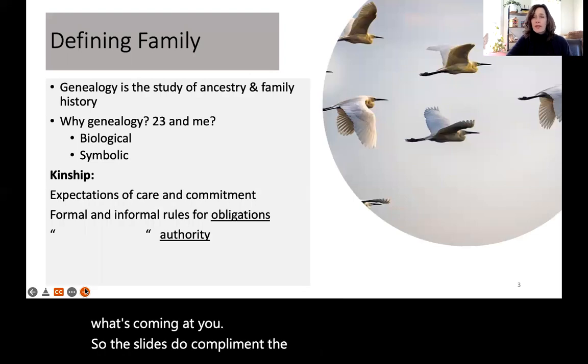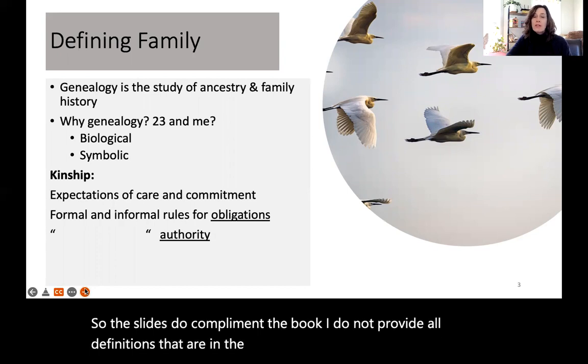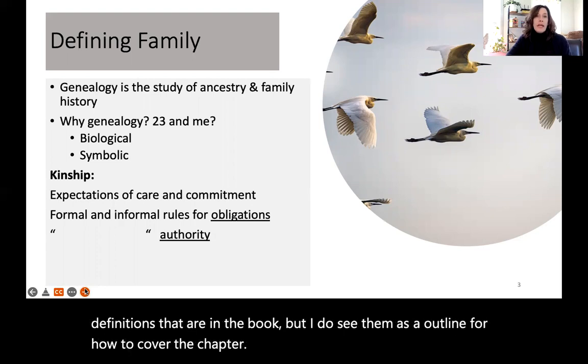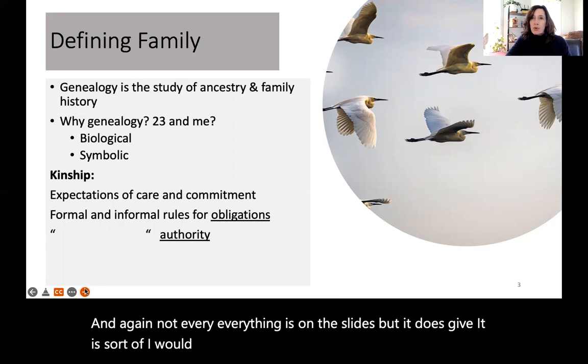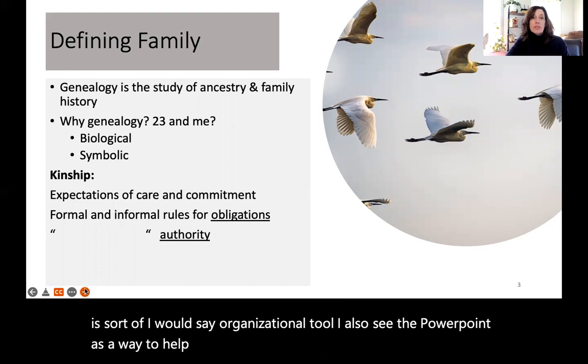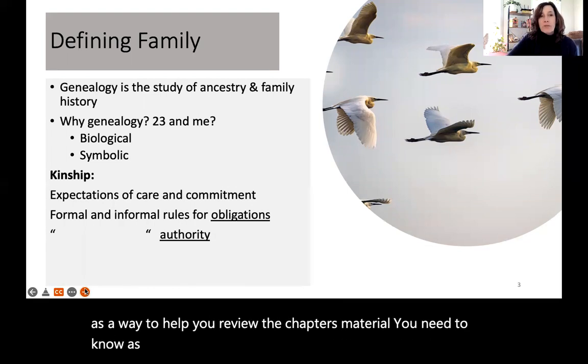So the slides do complement the book. I do not provide all definitions that are in the book, but I do see them as an outline for how to cover the chapter. And again, not everything is on the slides, but it is an organizational tool. I also see the PowerPoints as a way to help you review the chapters, material you need to know, as you prepare for quizzes and exams.